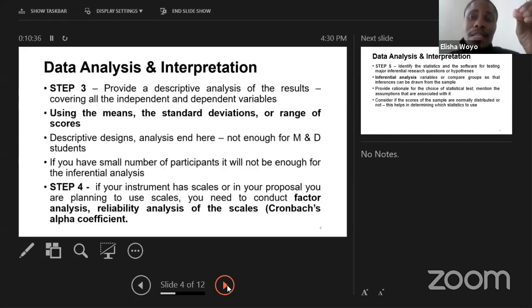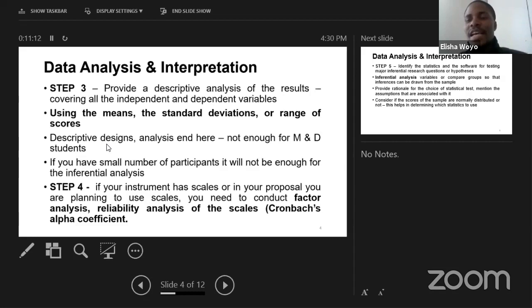So the third step that you would need to do, if you are to do rigorous and meaningful analysis of quantitative data, is to provide an inferential analysis of the results. Are you in a position to describe what these results mean? You also need to make sure that when you are doing this, you are covering all the independent and the dependent variables, the predictor and the predicted variables. They all need to be covered.